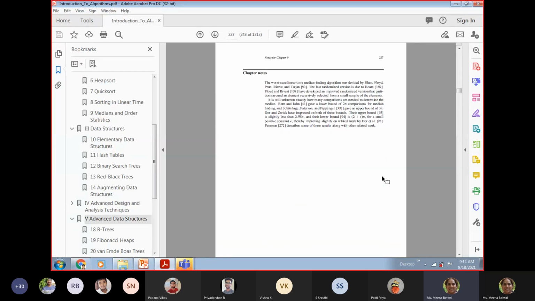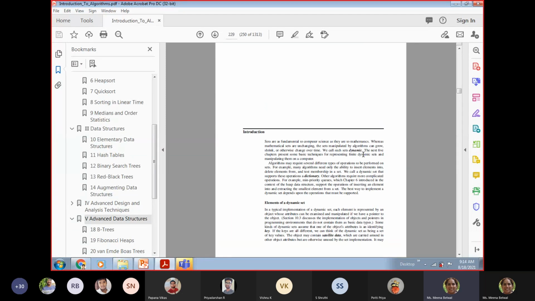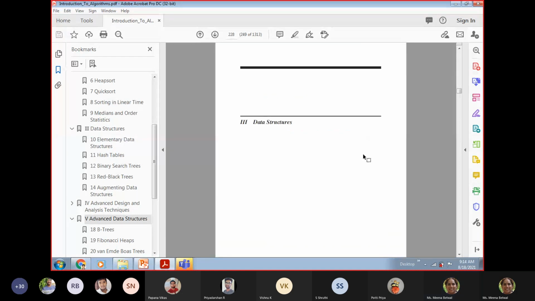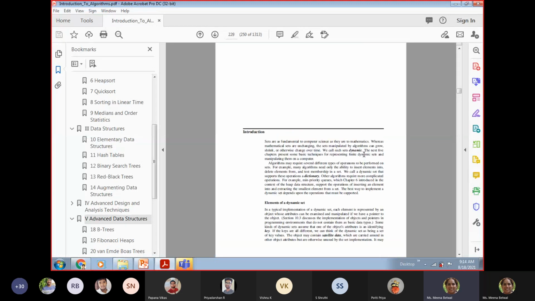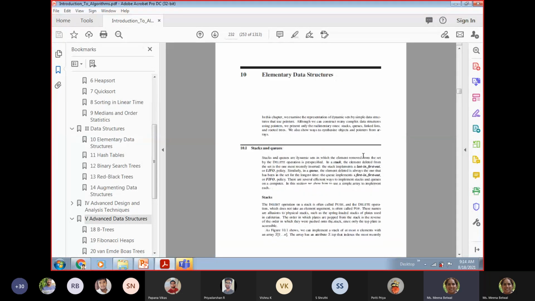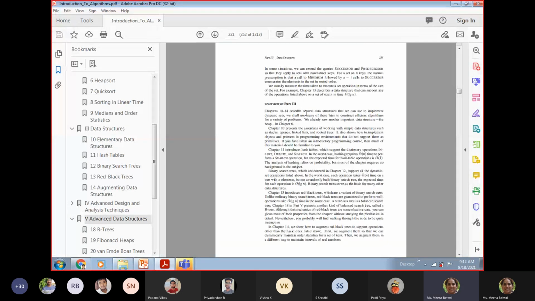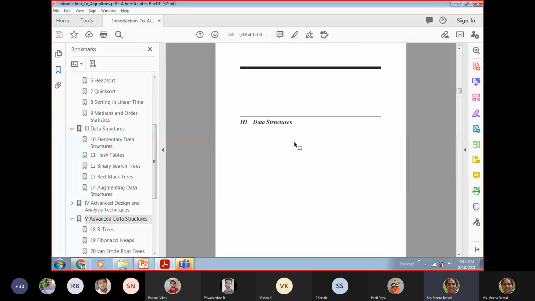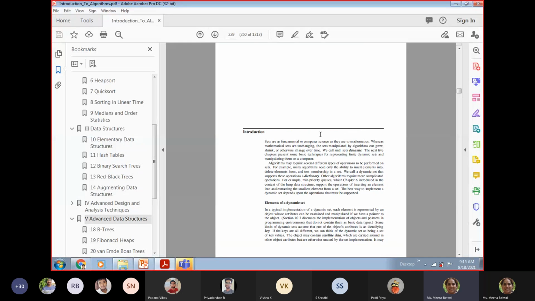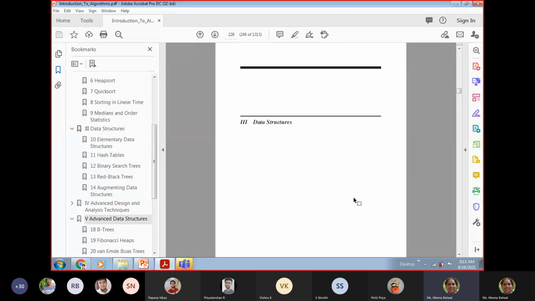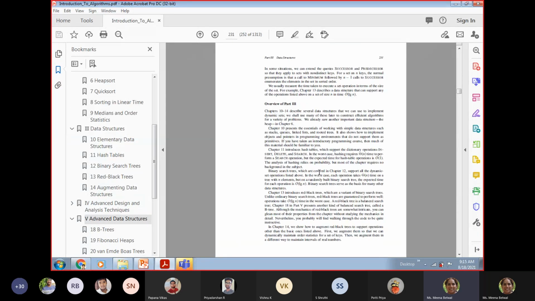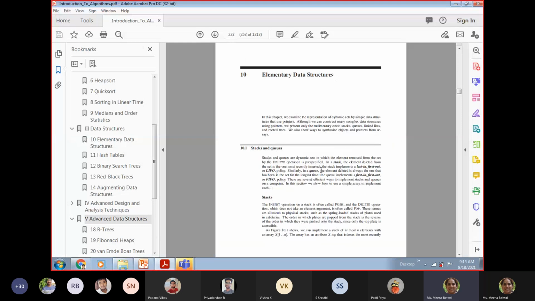So I have taken from here. This is the third part, data structures, and I think this is chapter number 9. Yeah, no, chapter number 9 is over. So this must be chapter 10. This is the overview of the data structures. The author gives something about the data structure, elements of a dynamic set. Generally, students, we don't read the preface of every chapter, but the important concepts are hidden there. Then operations on dynamic sets, overview of part 3.